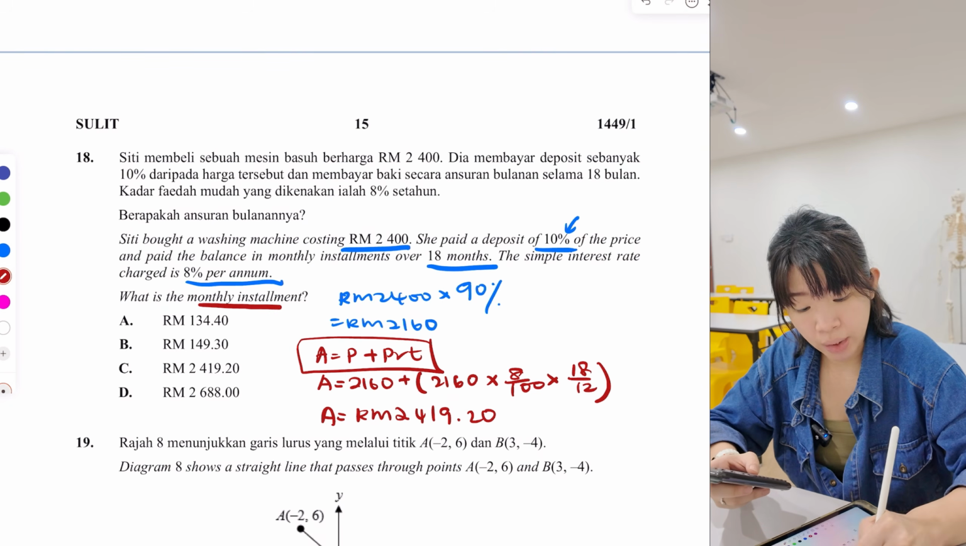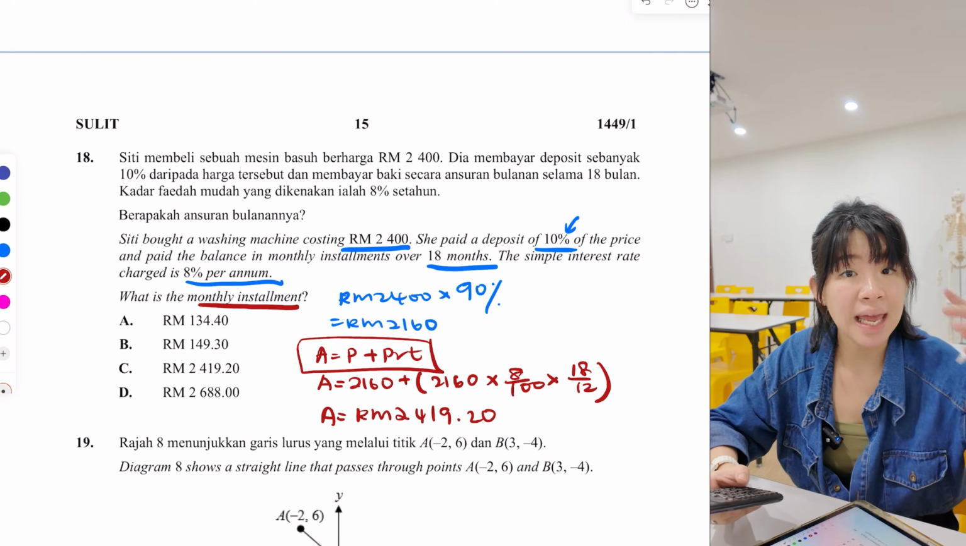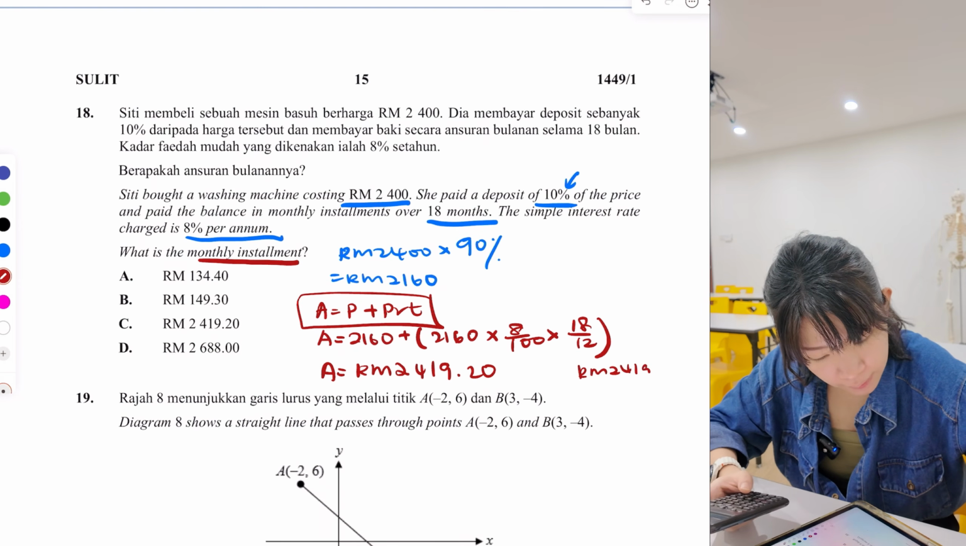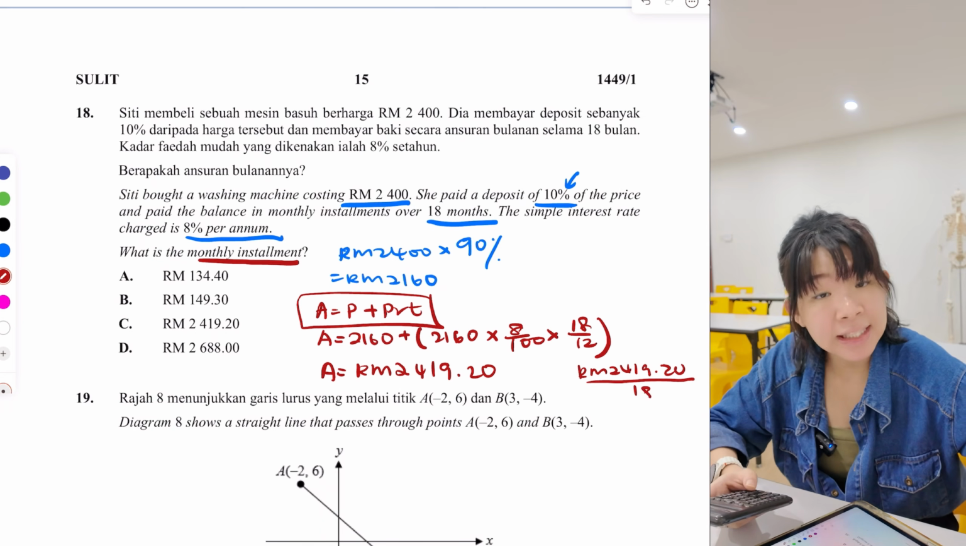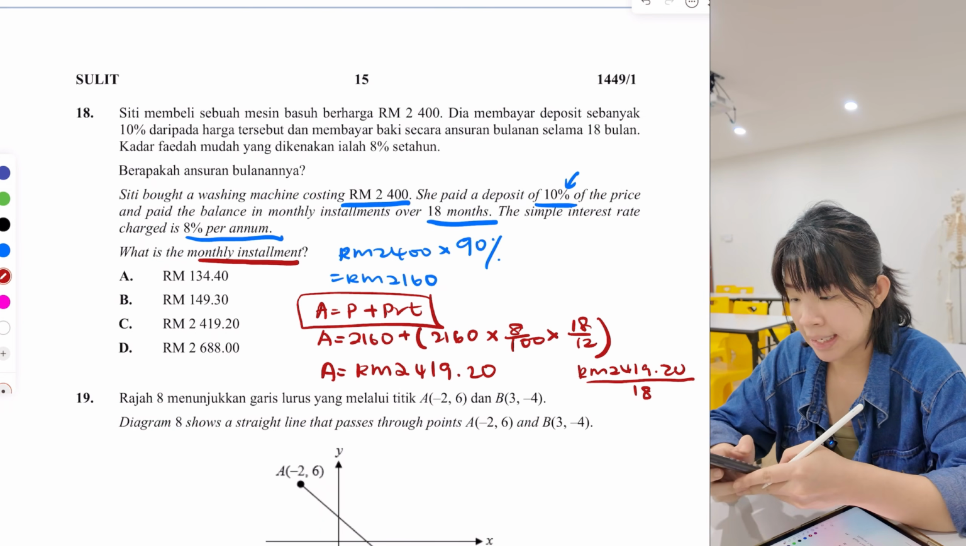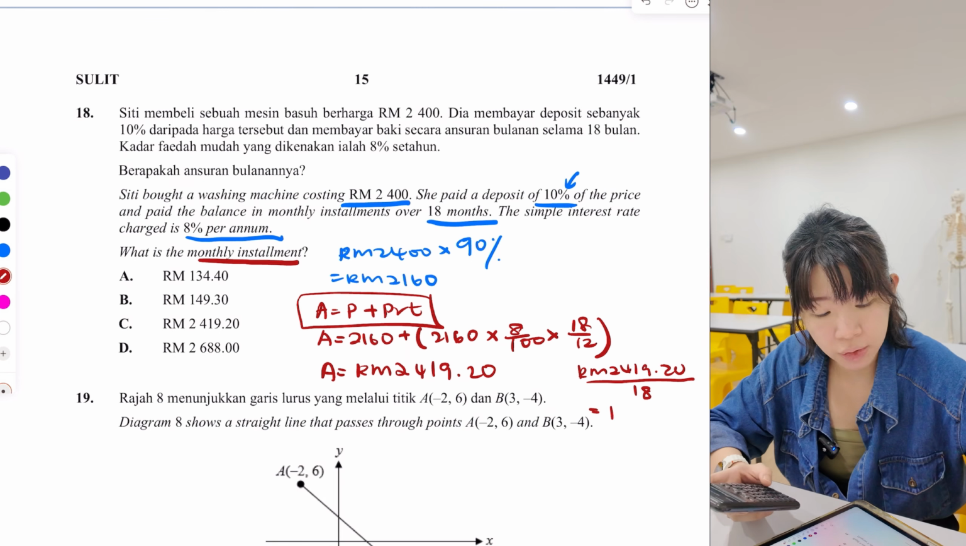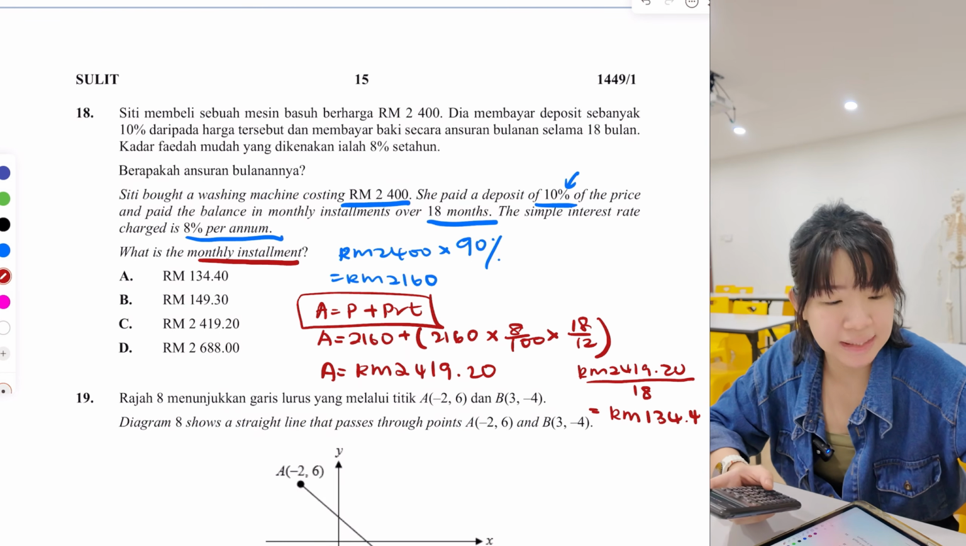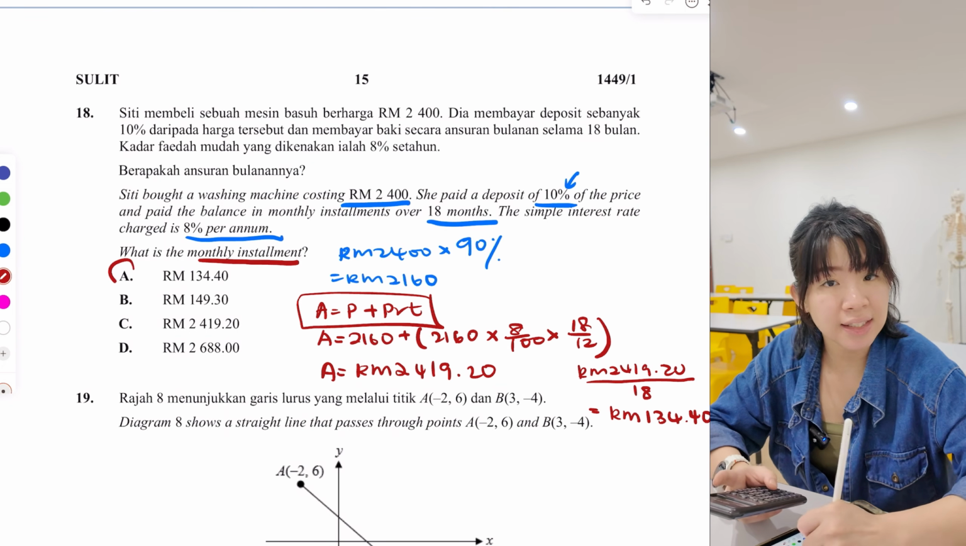So the question asks, how much is the monthly installment? Every month have to pay how much? So we have to take this amount, divide by 18 months. Remember, divide by 18 months to find monthly installment. So meaning every month have to pay 134 ringgit 40 cents. So the answer is A.